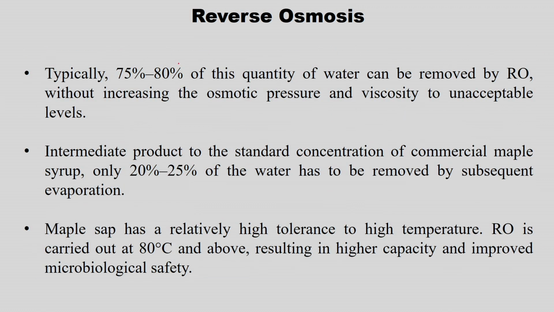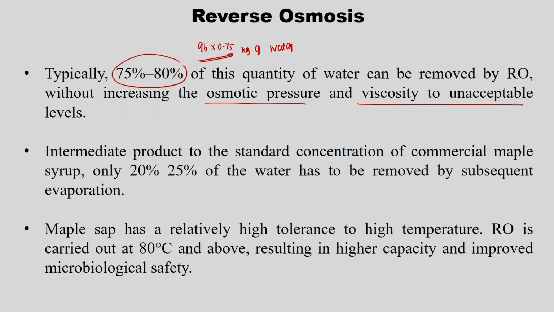Typically, 75 to 80 percent of this quantity of water can be removed by RO. That means of the 96 kg I have, almost 75 to 80 percent can be removed using reverse osmosis. Then the further amount of water can be removed using evaporation or drying, without increasing the osmotic pressure and viscosity to unacceptable levels. One may think, okay, 96 kg of water can be removed, why can't we do it in reverse osmosis at one go, right. But what restricts me from doing so is the osmotic pressure and viscosity.